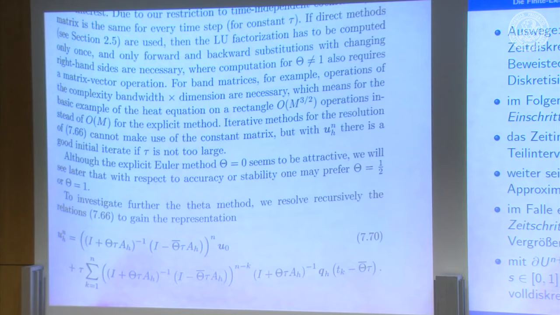And if we only look now at the initial data, and we forget the influence of a right-hand side for the moment, what we have to solve is a set of equations for modified initial data. This is, so to speak, bringing the known stuff to the right-hand side. So in the first step, we would have a right-hand side identity minus (1 minus theta) tau times A_h times U0. Then we have to solve the equations with this matrix. So we get this formula for n equals 1 for the first level. In all the subsequent levels, it's exactly the same operation.